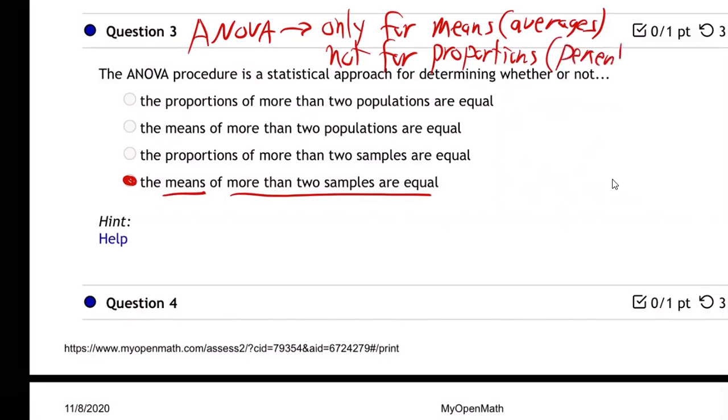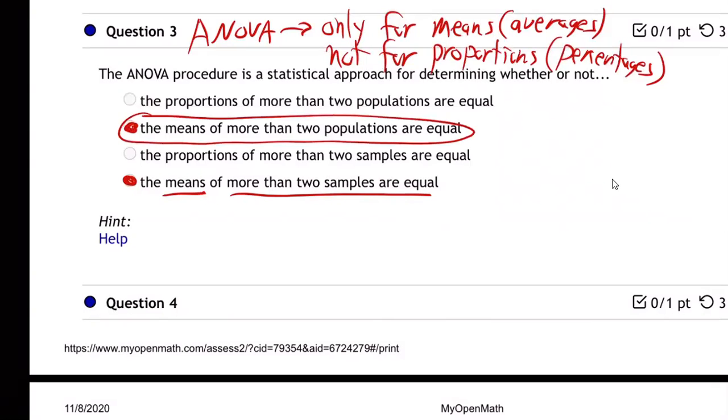Mr. Heron? Uh-huh. When I did "the means of more than two samples are equal," it said it was wrong. Yeah, it says it's supposed to be the means of more than two populations. Oh, yeah. You're right. I was just testing you. Good job. I am kidding, and I should pay better attention. Thank you for pointing that out.